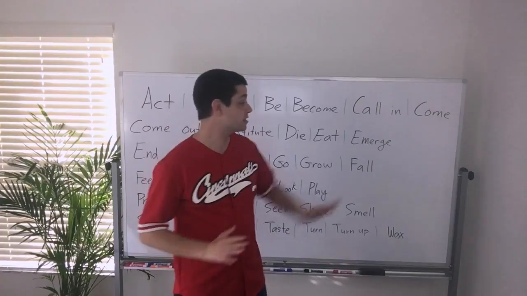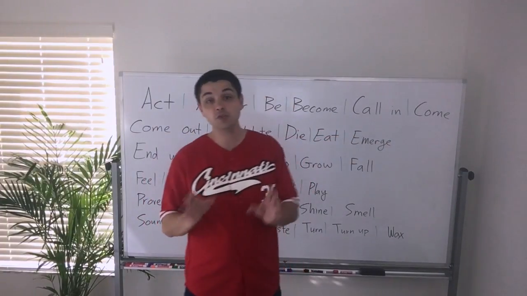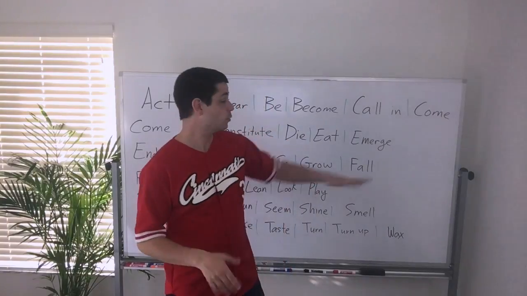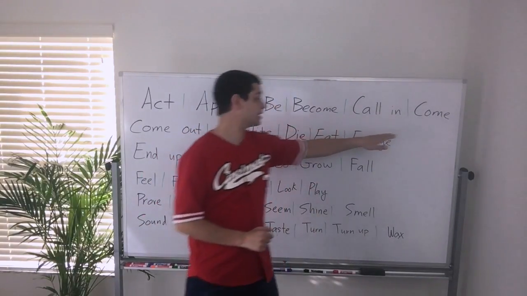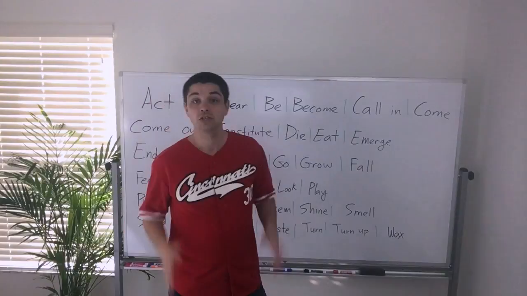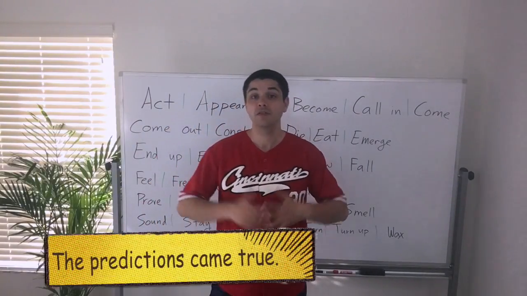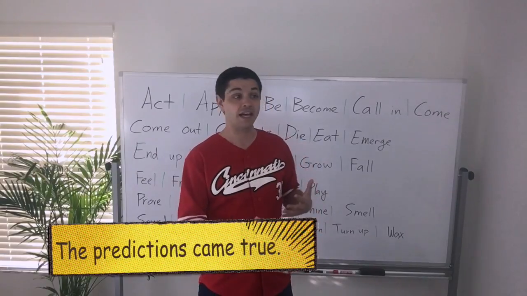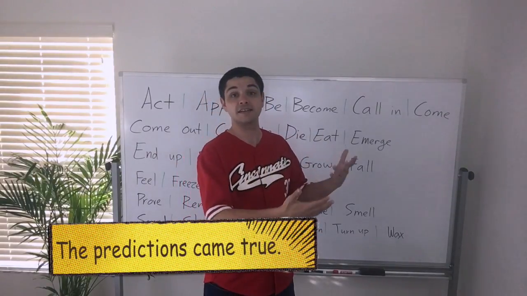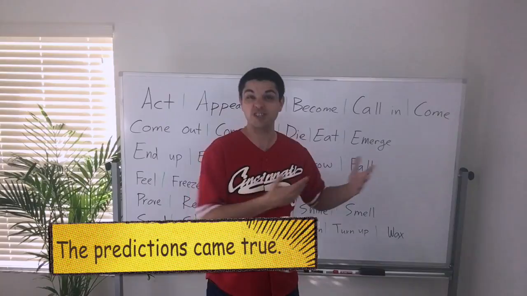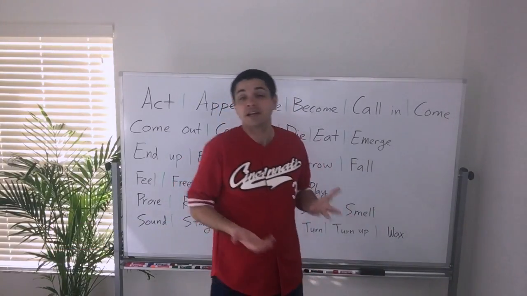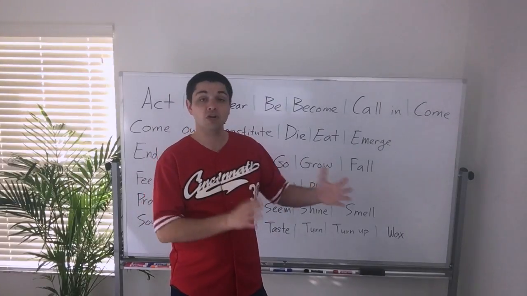Okay, the next one is the verb to come. And this one has a lot of different meanings. But here what we really mean is when we use the verb to come like the verb to become. So we might say something like, the predictions came true. And it means that the things that people said would happen in the future, the predictions, they became true, right? But usually we just use to come true.